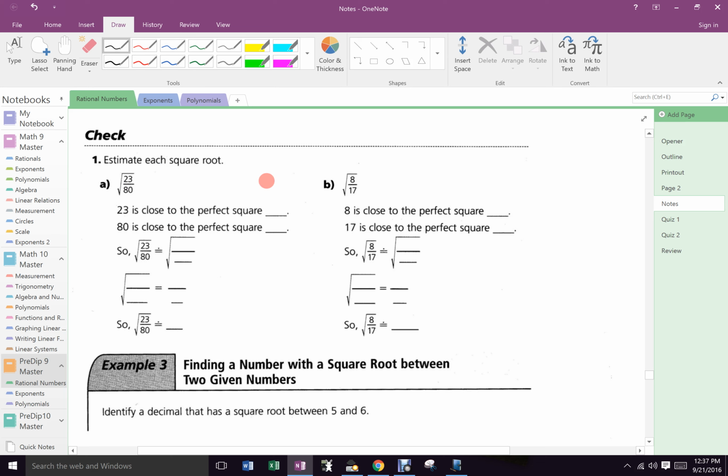23 is close to what? 25. 80 is close to what? 81. 25 over 81, which is 5 over 9. So it's approximately 5/9. Good? Great. What's 8 close to? 9. What's 17 close to? 16. So it's pretty close to 9/16. So it's 9 over 16, which is 3 over 4.